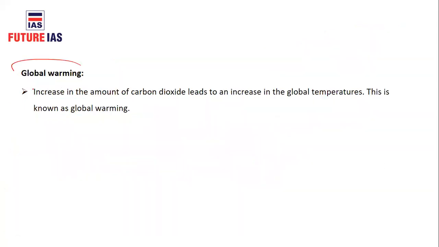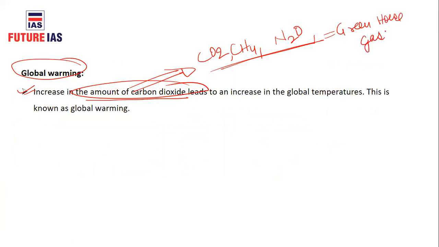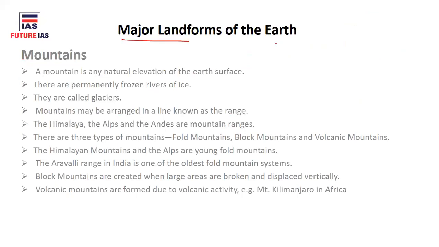Let's understand global warming. I told you, global warming means increasing the amount of carbon dioxide, because carbon dioxide is the most potent greenhouse gas. Apart from that, you may also have methane and nitrous oxide. They are called the greenhouse gases. The greenhouse gases absorb heat, which increases the global temperature, and it is known as global warming.